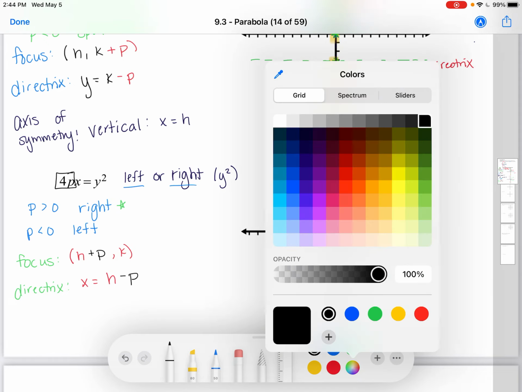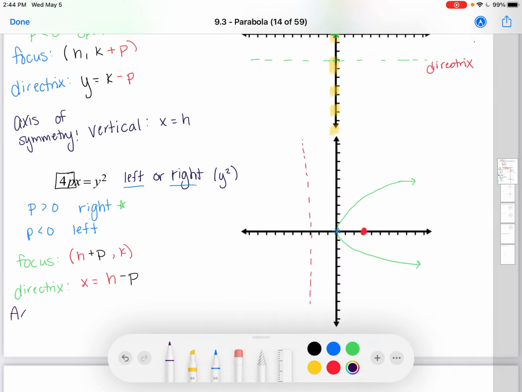And last but not least, we will need the axis of symmetry, which is the straight line that completely crosses through my parabola. In this case, that straight line was horizontal, so it would be y equals, and we would take the y coordinate from the vertex, which in our case was k. All right. Again, this time it was horizontal.